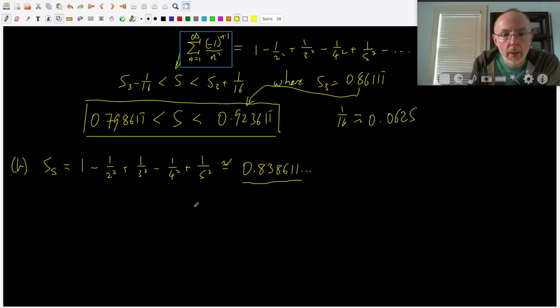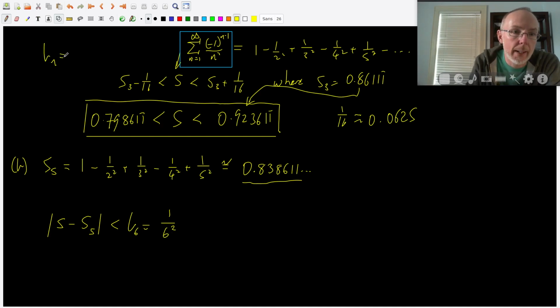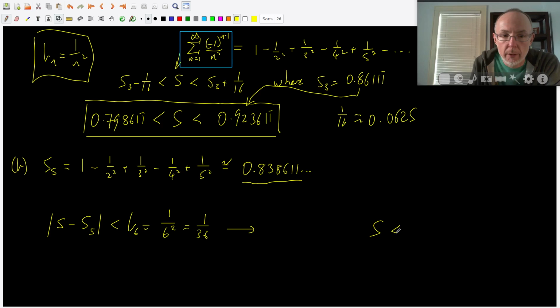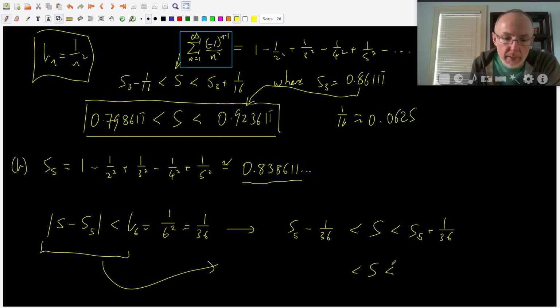All right, and then our idea here is, again, S sub 5 is going to be at most a distance of b sub 6 away from the actual final sum. And b sub 6 in this case is 1 over 6 squared, because remember b sub n is just 1 over n squared. And so putting that together, this is 1/36. So that tells us that S is between S sub 5 plus 1/36 and S sub 5 minus 1/36. Just undoing that inequality here and rewriting it, and finding values for those things, we get a better estimate for S.